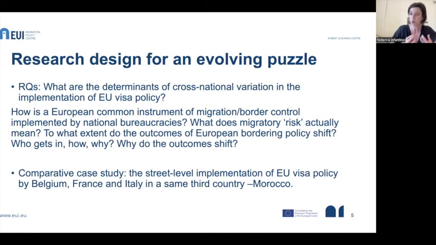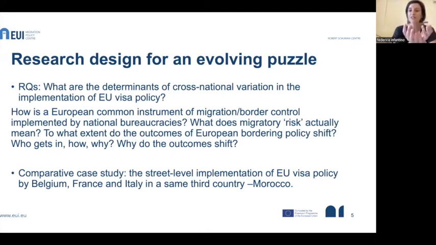Questions that follow this one is, how is a European common instrument of migration and border control implemented by national bureaucracies? What does migratory risk actually mean? To what extent do the outcomes of European bordering policy shift? So in the end, who gets in, how and why? Why do these outcomes shift?